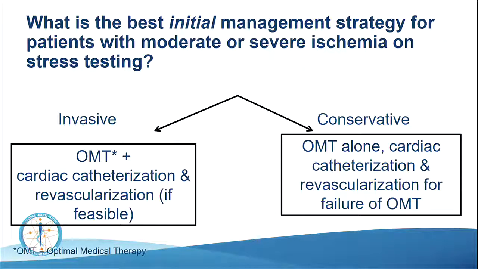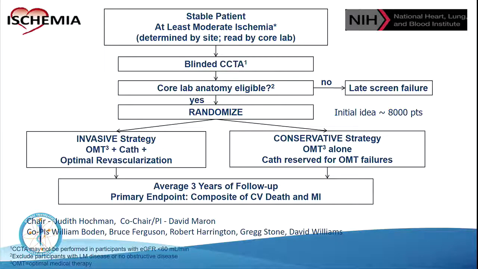What is the best initial management strategy for patients with moderate or severe ischemia? And this is what the ISCHEMIA trial is trying to solve. So the way to answer that question would be a randomized trial, such as the ISCHEMIA trial, randomizing either to an invasive or conservative arm. And this was the initial idea of this NIH-sponsored trial, which cost approximately $100 million.